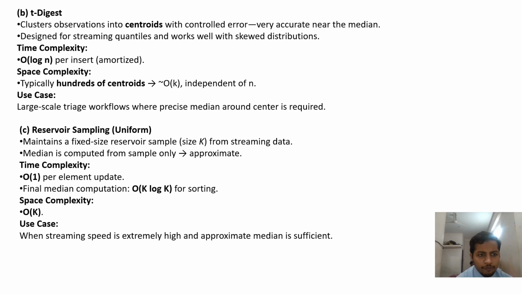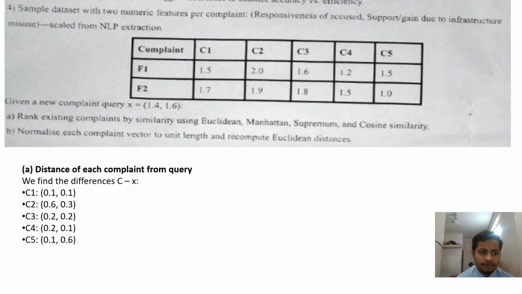Reservoir sampling is uniform. Maintain a fixed-size reservoir of sample size k from streaming data. The median is computed from the sample only, so it is approximate. Time complexity is O(1) per element update. Final median computation is O(k log k) for sorting. Space complexity is O(k). Use case: when streaming speed is extremely high and an approximate median is sufficient.